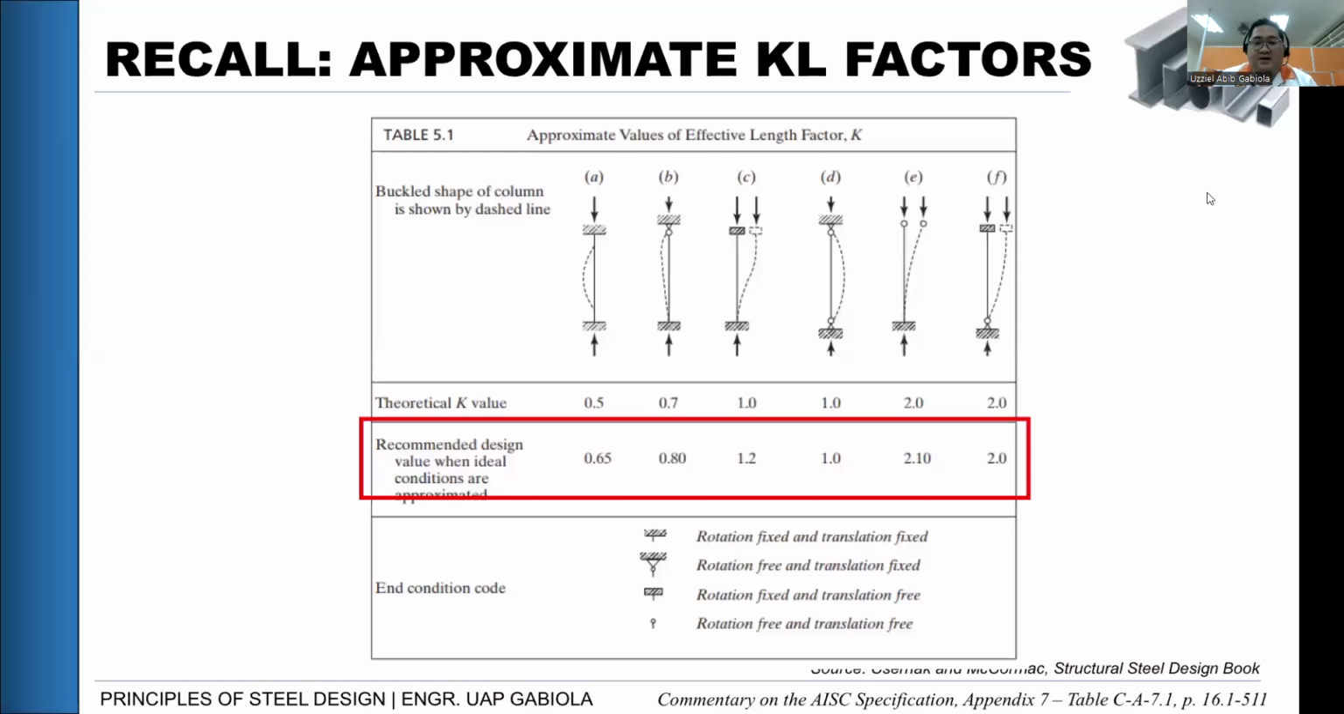So here we have six cases: case A, B, C, D, E, and F. The support conditions vary, and the meaning of each support indicated there is explained below. Then again, for our solutions, we will always use the recommended design value, the one highlighted. Never the theoretical, because it's just a theoretical value. That is why they put a recommended value, and that is what we use. So we will use the recommended design value in calculating the capacity of our column.